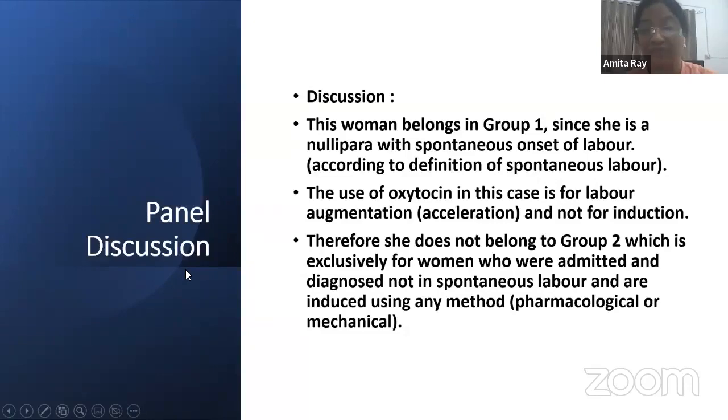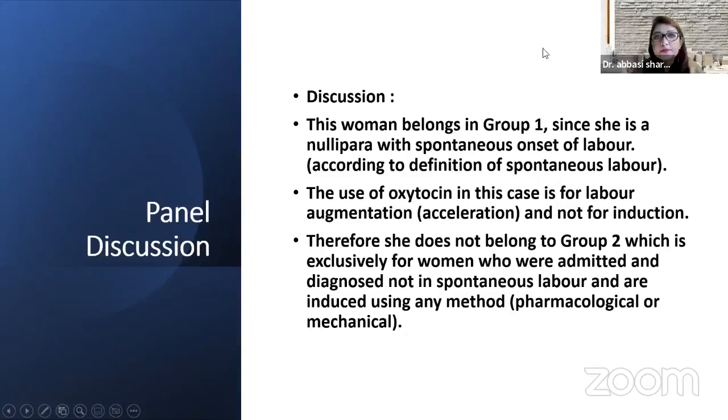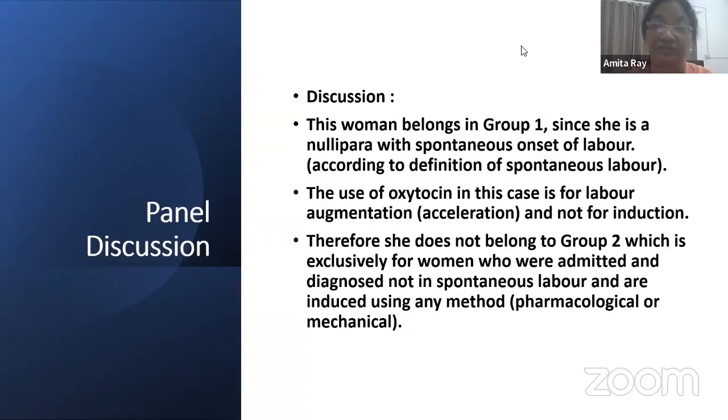So we can wait. And this wait is right? Yes, madam. This is the group where we have to see that we should try to reduce the C-section rate.